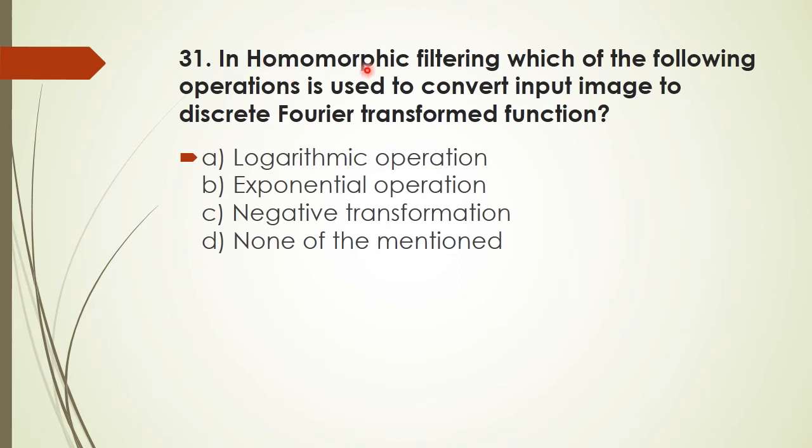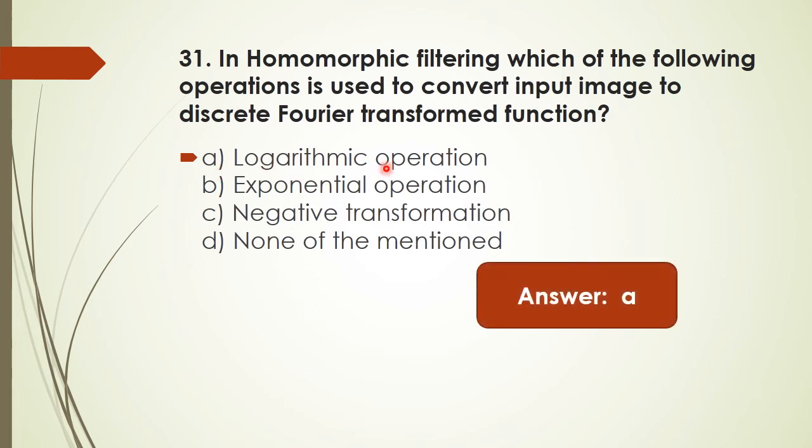Next question, in homomorphic filtering, which of the following operations is used to convert input image to discrete Fourier transformed function? Option A, logarithmic operation. Option B, exponential operation. Option C, negative transformation. And option D, none of the above mentioned. The correct answer is option A, logarithmic operation.